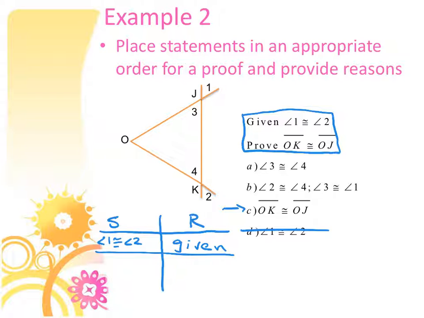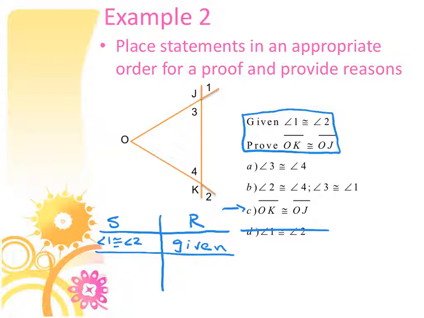Yes, ma'am. A because of the vertical angles. So A says that angle 3 and angle 4 are congruent to each other, but those don't look like vertical angles to me. Oh. You're right that 3 and 4, maybe they are congruent to each other, but I don't know how yet.